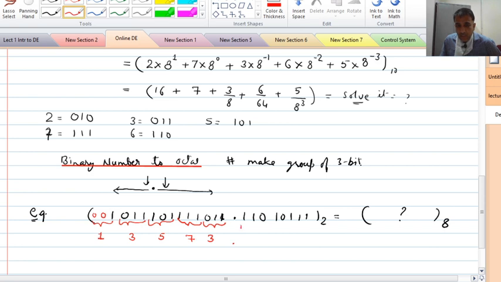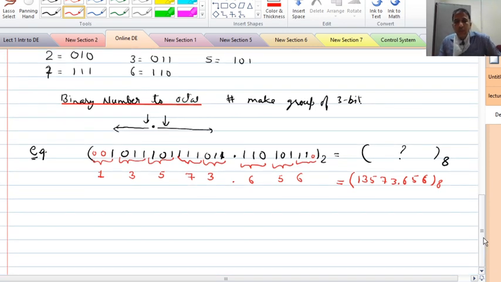Now, for this side we have to make groups in this way, that is 6, 5, and we are left with 2 bits. So, we can write 0 here. So, this is 6. So, the equivalent value in octal form is 1357.656.